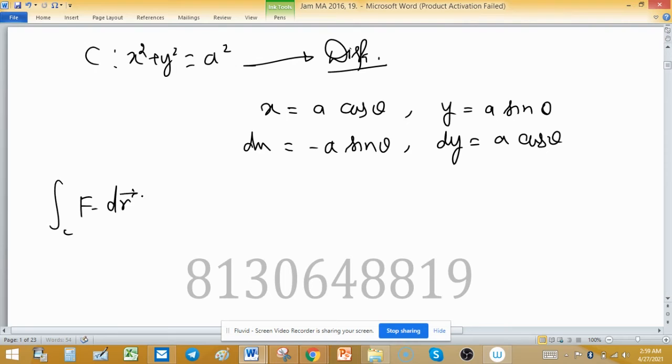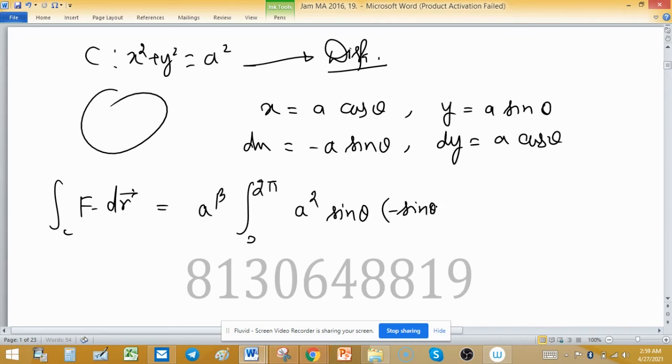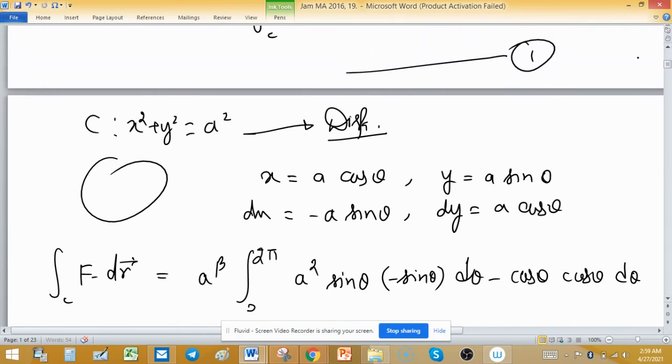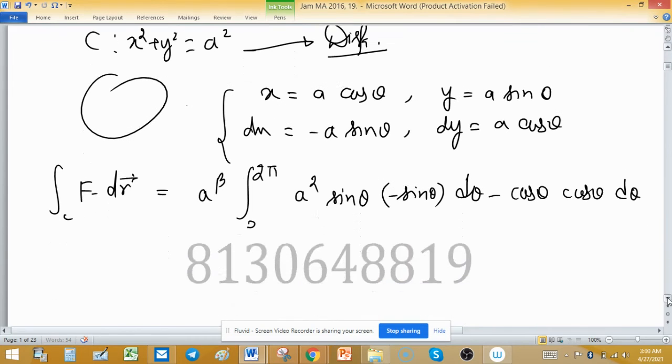Now f dot dr will be a raised to the power beta. This is a constant value, so you can take it outside the integral, and because it is a circular disk, theta is from 0 to 2 pi, a square sin theta into minus sin theta d theta minus cos theta into cos theta d theta. You can put these values in equation 1 and obtain this last line.